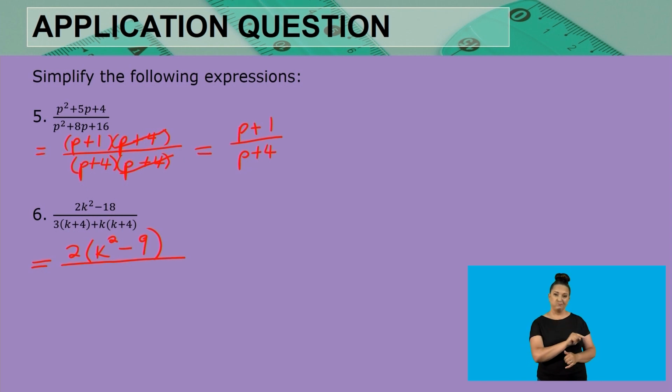Then looking at the denominator, do you think there's a common factor there as well? Yes, if you look there is a common bracket actually as the common factor. So we are going to take out that common bracket, which is a (k plus 4), and we are left with a (3 plus k). Now, look closely at that numerator in the brackets. Can we do something further there?